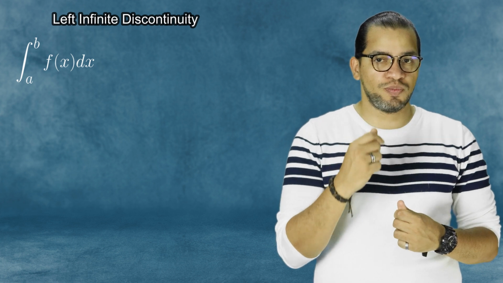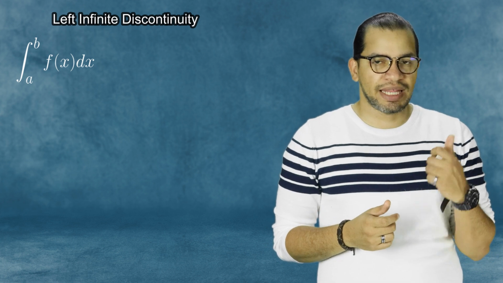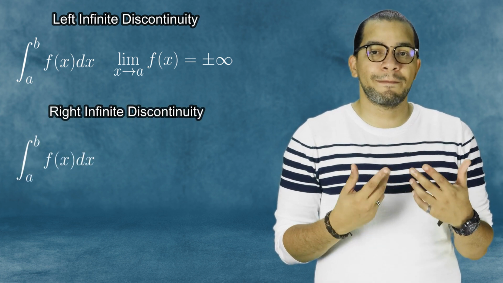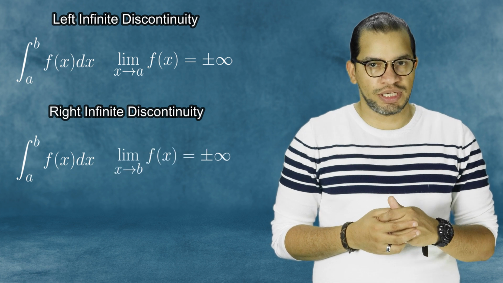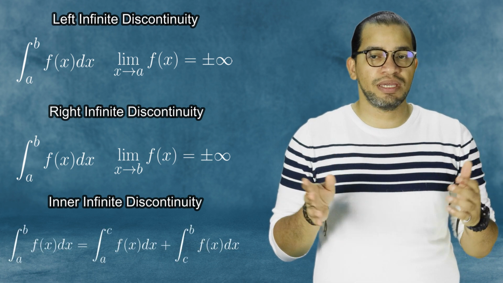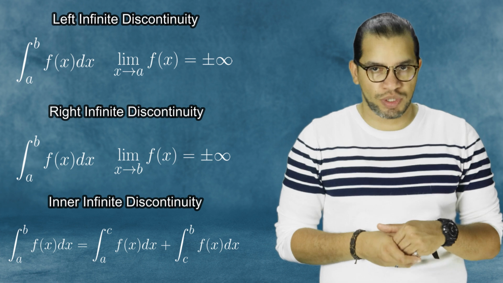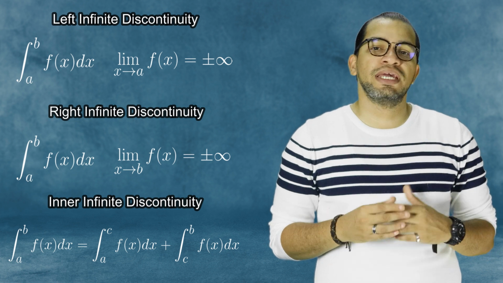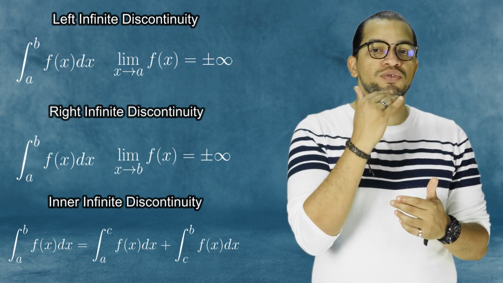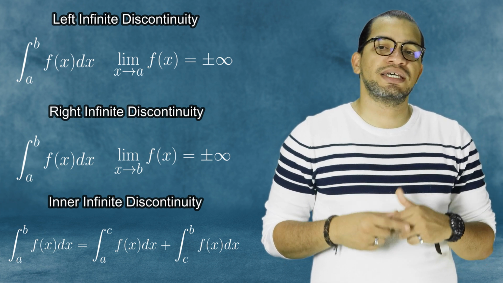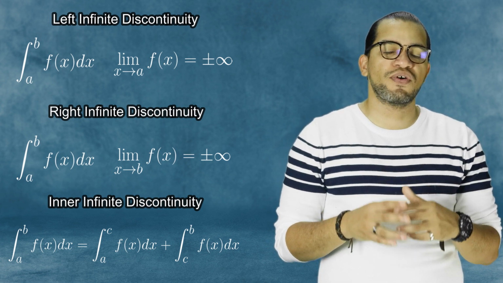The first one is when we have the integral from a to b of f of x dx, and a represents an infinite discontinuity. The other case is when b represents an infinite discontinuity. And the last case is when there's a point c between a and b where c is an infinite discontinuity. In this last integral, we need to split it in two. We need to compute the integral from a to c of f of x dx plus the integral from c to b of f of x dx.